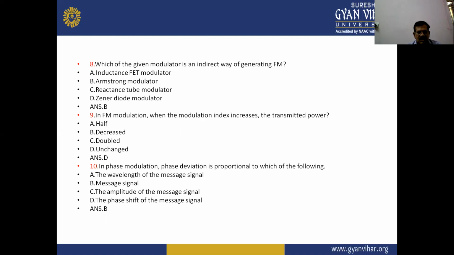And last question: in phase modulation, phase deviation is proportional to which of the following? Option A, the wavelength of the message signal; option B, the message signal; option C, the amplitude of the message signal; option D, the phase shift of the message signal. So the correct answer is option B, the message signal.